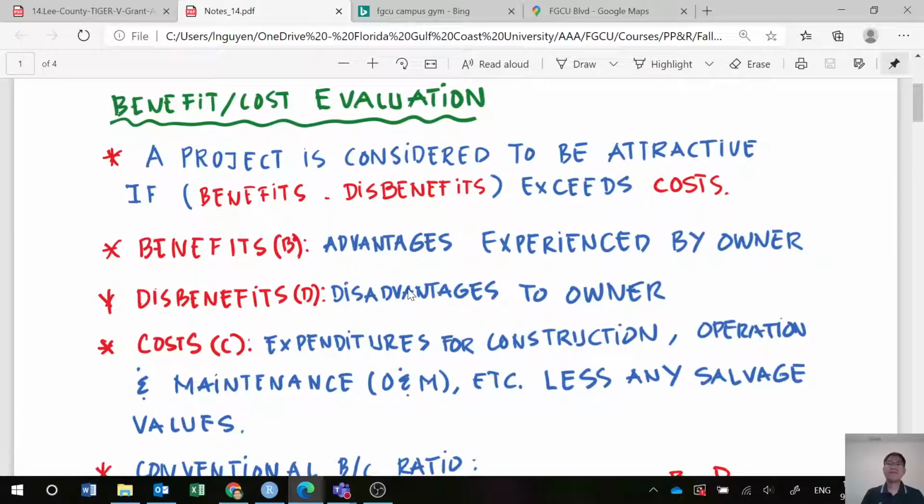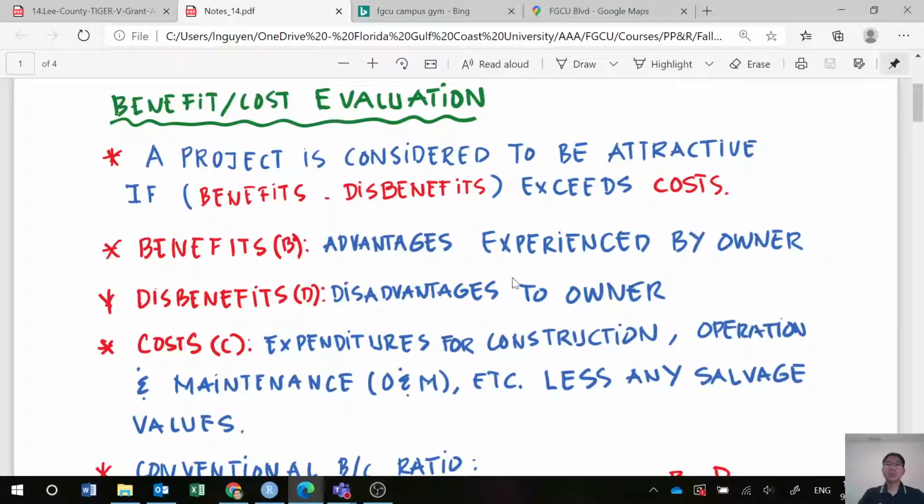Another benefit can be that when you build a good road, the land and the houses in that area will increase in value. That is considered a benefit. A disbenefit is a disadvantage to the owner. If you build a road, especially in our area, we have to chop trees and go through the wetland, all of which will have a negative impact on our environment. With that, we need to consider that a disbenefit.